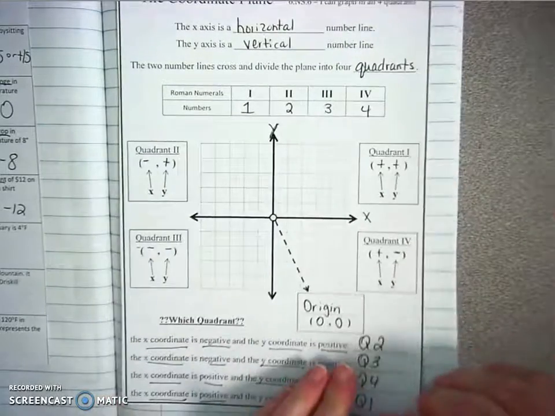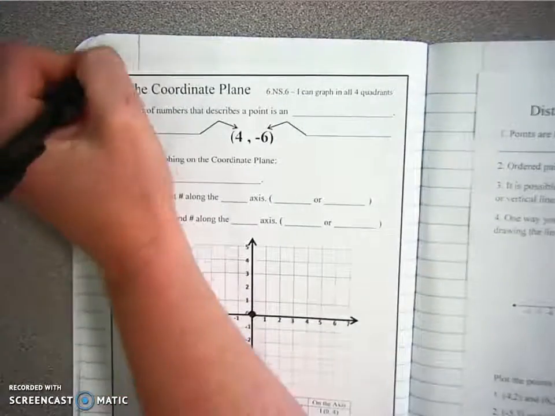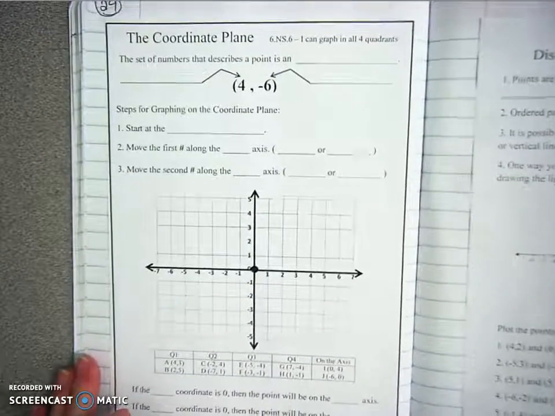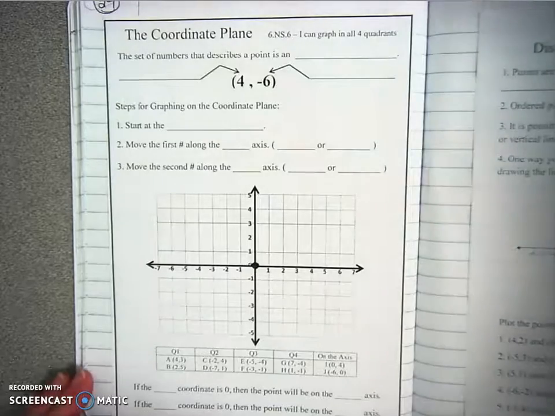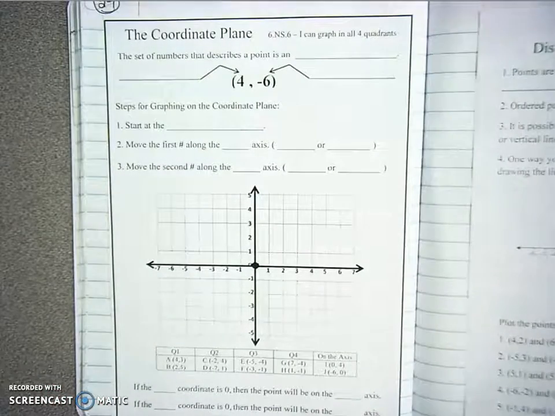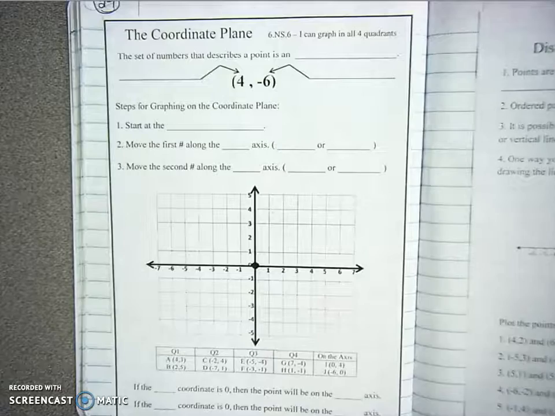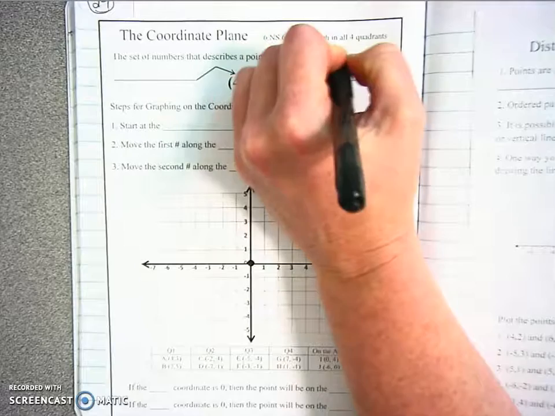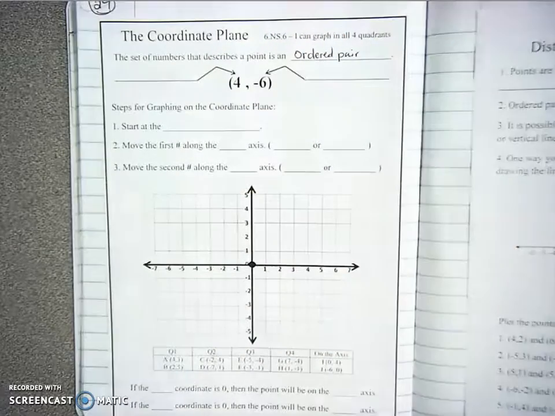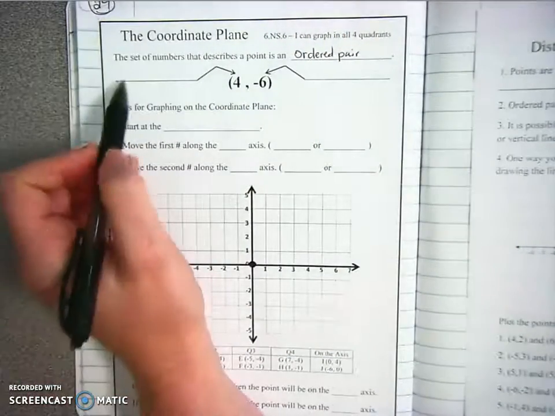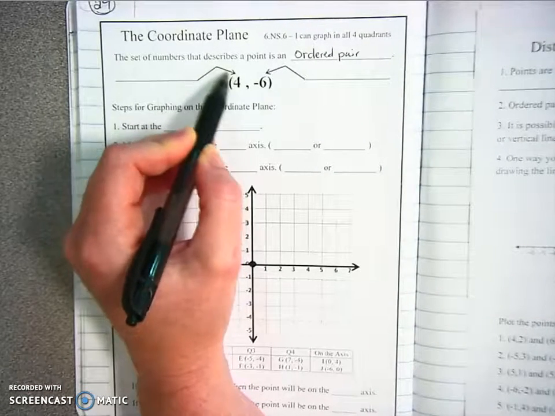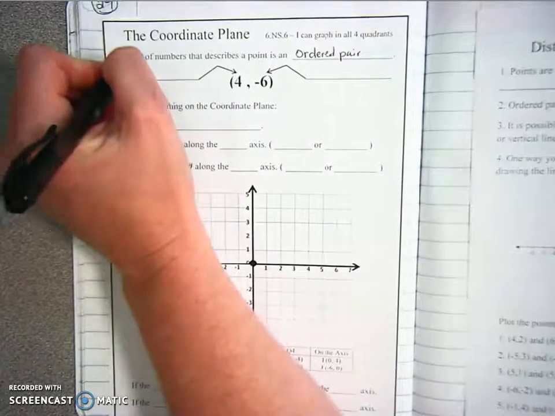Then we're going to turn the page, and there's one more paper that goes with this, and that's on page 24. This is a little bit more practice. It says the set of numbers that describes a point is an ordered pair. You can write that at the top. Then it says the set of, and right here it's going to have a number 4, and you see the arrow pointing to the 4. This is my x-coordinate.